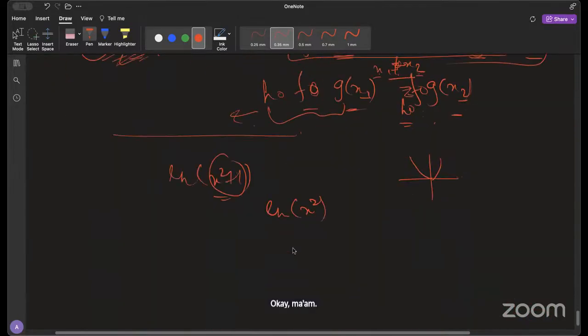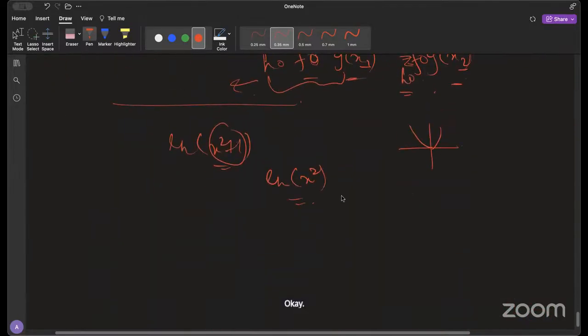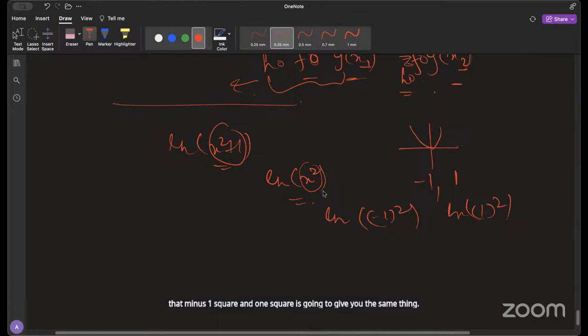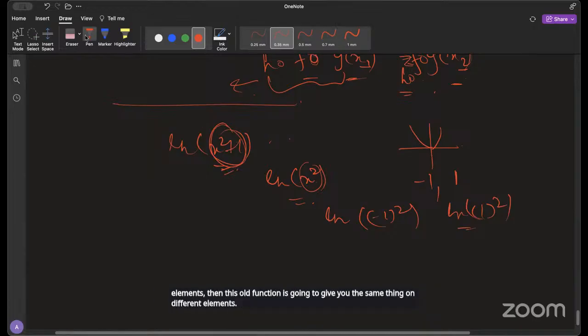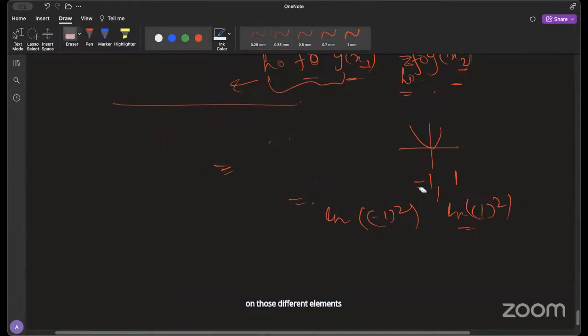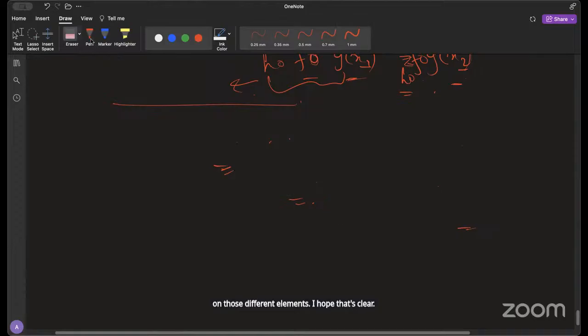Thank you. So if you have this thing, what we do here is if you get the same value for 1 and -1, so 1 and -1 give the same value here. So natural log of (-1) squared plus 1 and 1 squared plus 1 is going to give you the same thing. No matter what you have, if this function gives you the same thing on different elements, then this whole function is going to give you the same thing on those two different elements. I hope that's clear.